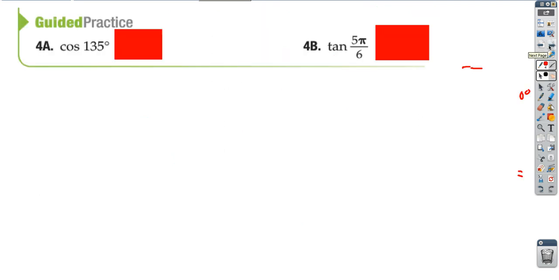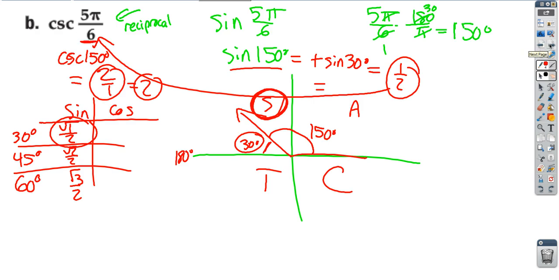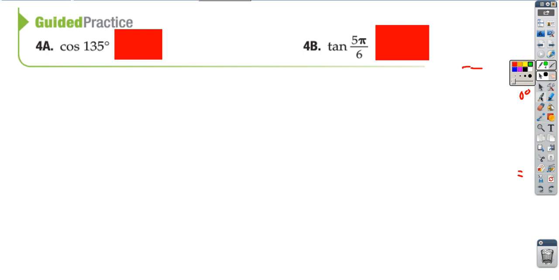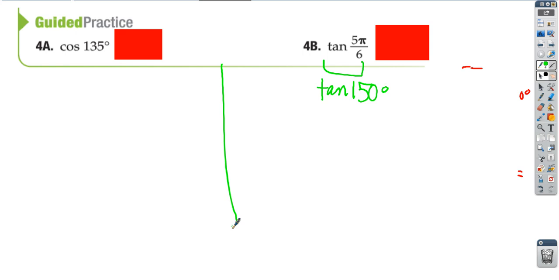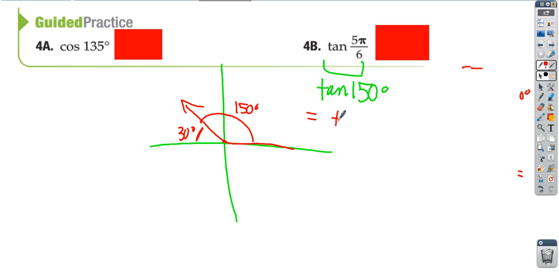All right, let's do one more. Let's do a tangent example. 5 pi over 6 we just found is 150 degrees, so we can change this right away. So that's the tangent of 150. Let's do our 3 steps. We'll find the reference angle first. Here's 90, 150 is about right here. We did this in the last problem. We know the reference angle is 30. So this is the same as a tangent of 30 with one exception.